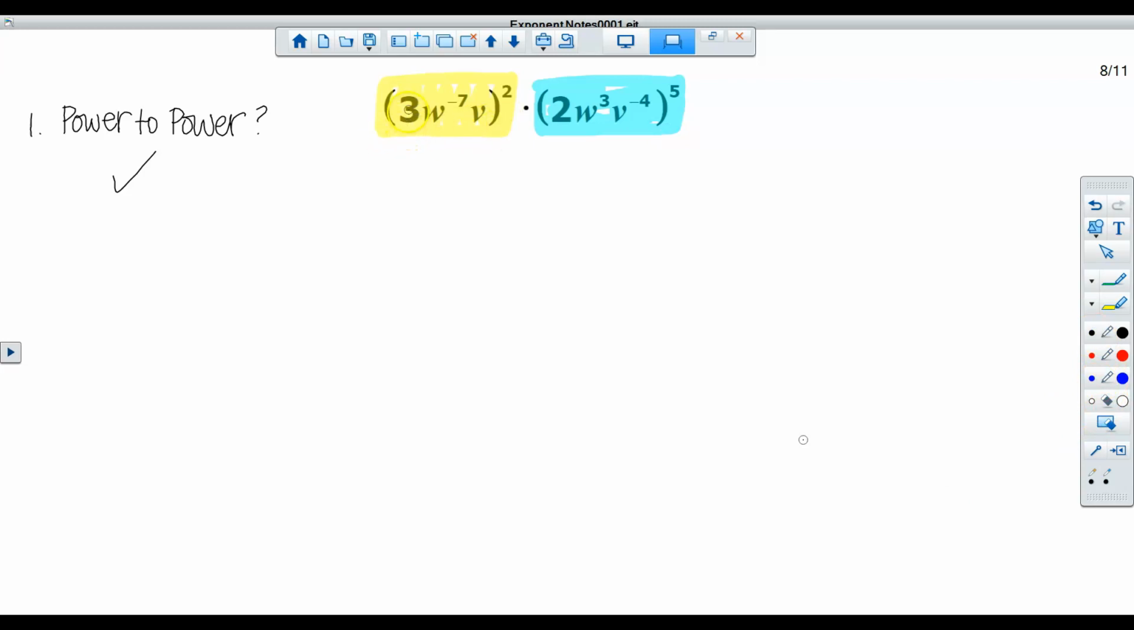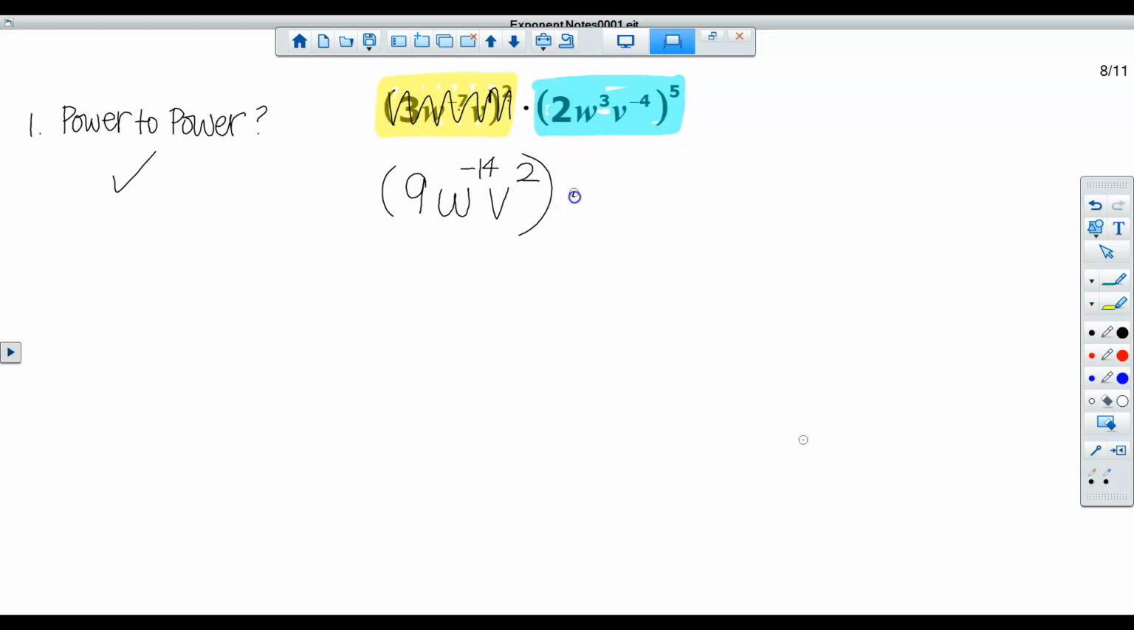Start with your coefficient. You need to do this 3 raised to the second power. So 3 raised to the second power is going to be 9. Now, for each of these variables, we have to do something to exponents. So what we know we do is we multiply the two exponents when we're in power to a power. So for W, we're going to do -7 times 2, which is -14. And for V, we're going to do 1 times 2, which is 2. So this part is done.